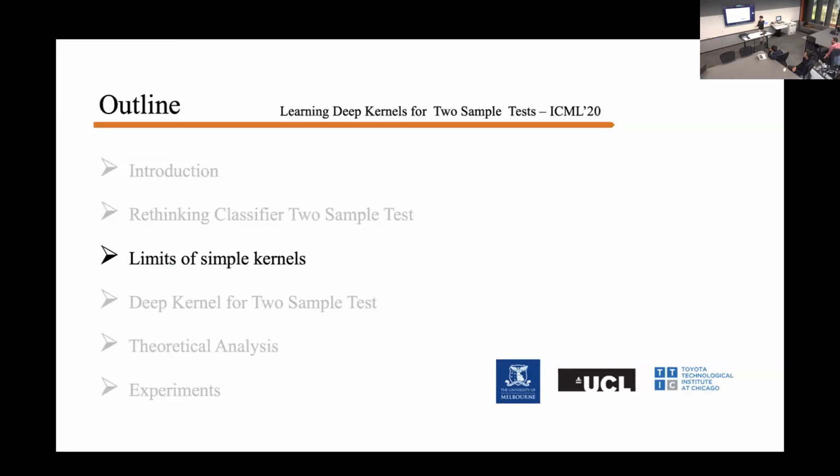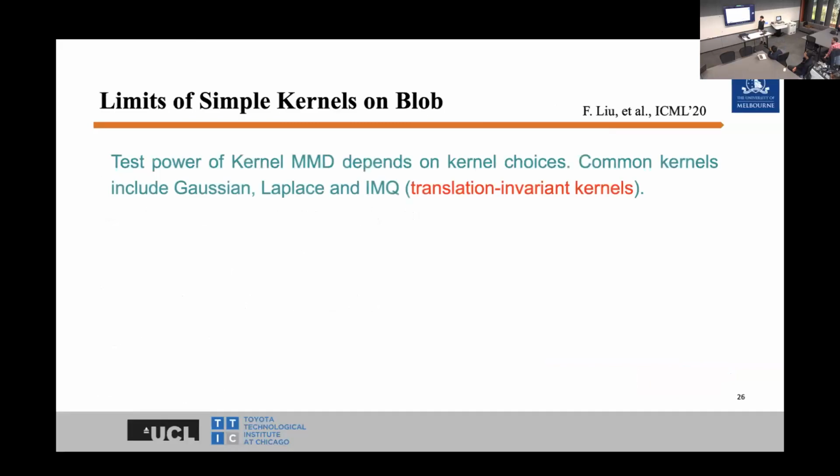First of all, we will look at the current choices in kernel two-sample testing. We need to choose a characteristic kernel, or called a universal kernel, to ensure the MMD has good properties. Normally we will choose the Gaussian kernel, the Laplace kernel, or the MQ kernel. All of them are translation invariant kernels. What is a translation invariant kernel? If we move x and y in the same direction by the same distance, the kernel value will not change.